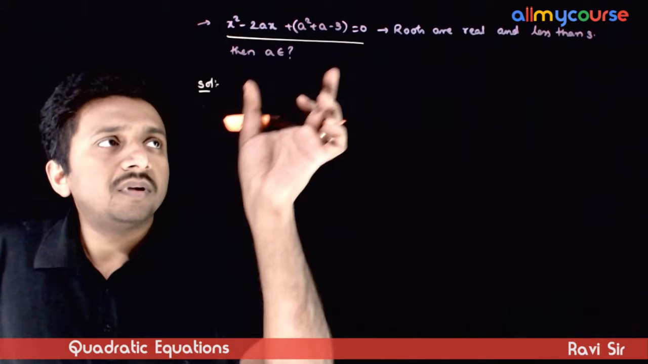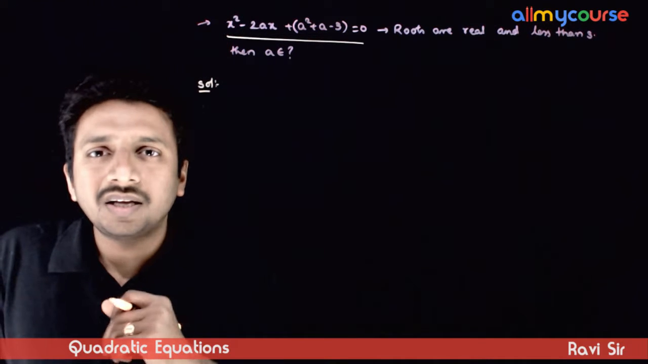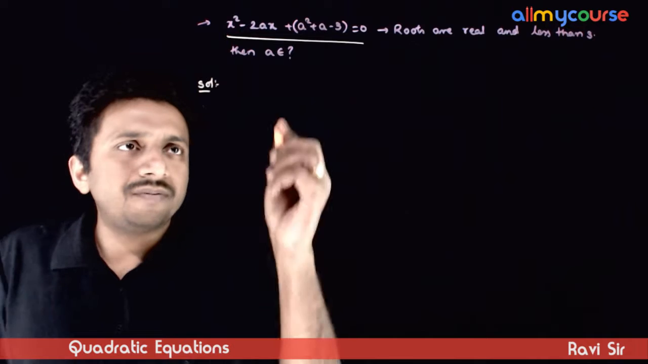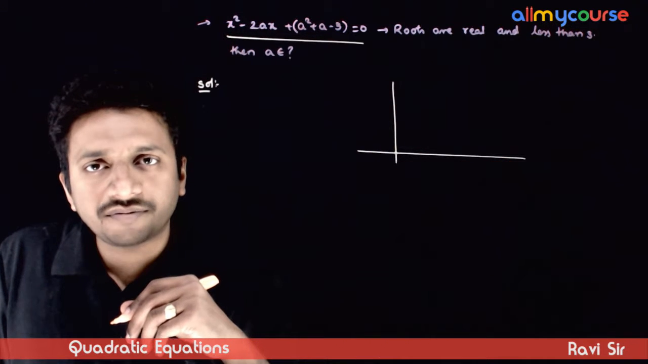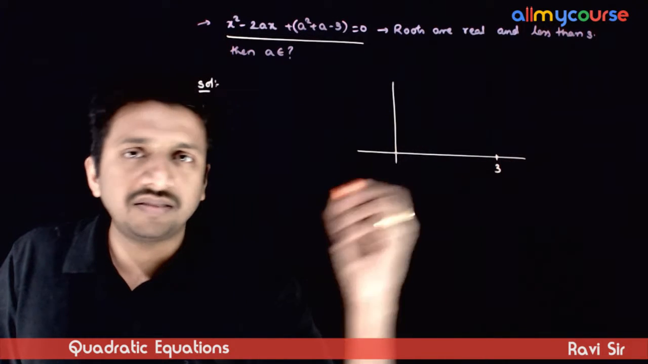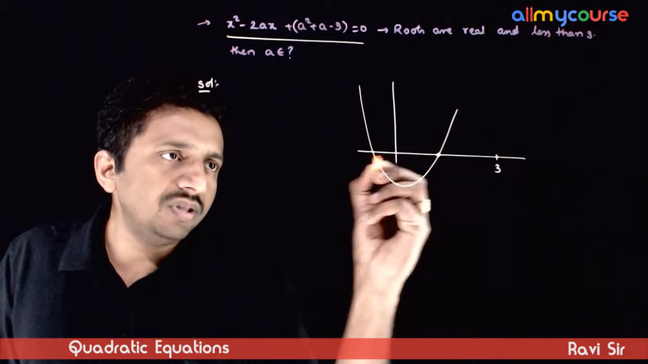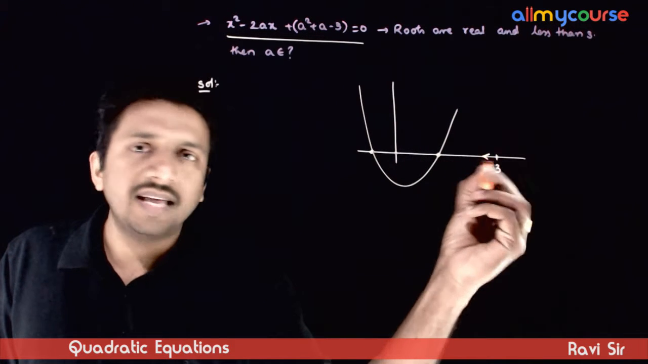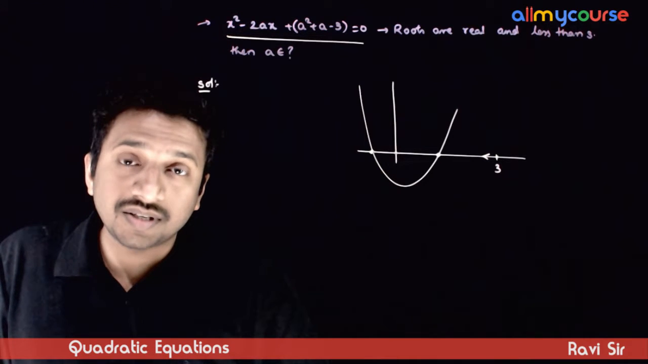So now let us write the conditions corresponding to the given conditions. So first condition. If you draw the graph of this, how should the graph look like? Both roots have to be less than 3. If this is my 3, the graph should be such that both these roots should be less than 3. So what are the mathematical conditions which ensure this?